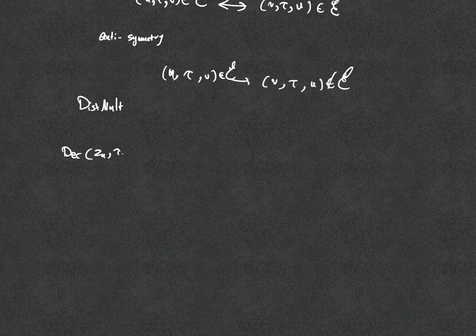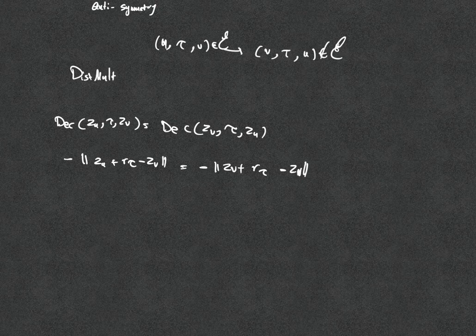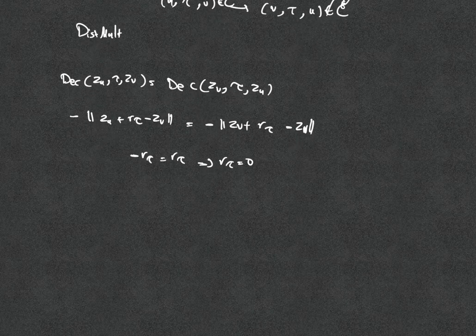Now, for example, if you go and do the TransE, you can see that decoding here of ZU and tau and ZV, if you want to see whether or not this is going to be similar to ZV, tau, and ZU, you can easily see that this basically means that minus R tau is going to be similar to R tau, and this means that R tau is going to be 0, and that basically models the anti-symmetric relationship.